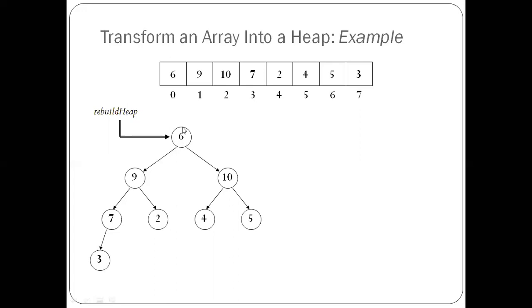Then the last parental node, that is 6. Is 6 satisfying the parental dominance property? No, because it has a lesser value compared to its children. So what is the next procedure? Find out which is the largest one and exchange it with the largest one. Which is the largest one? 10 is the largest one. So 10 will come in the place of 6, and 6 will be coming down.